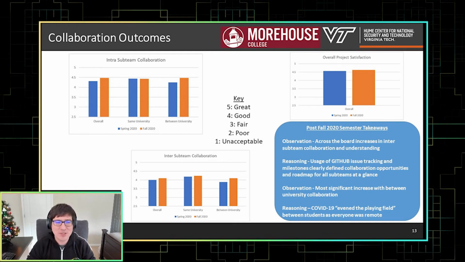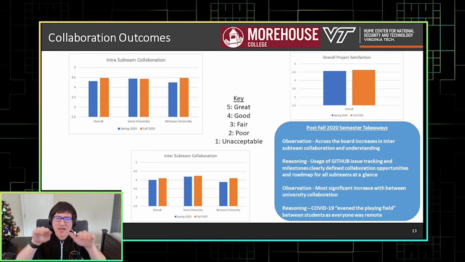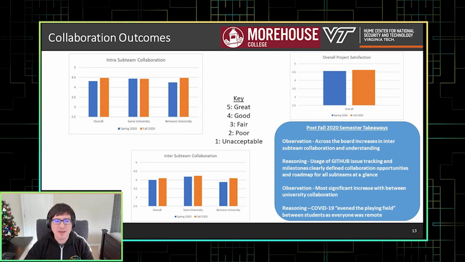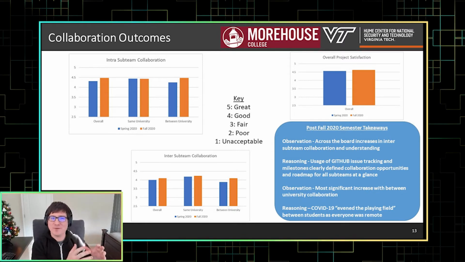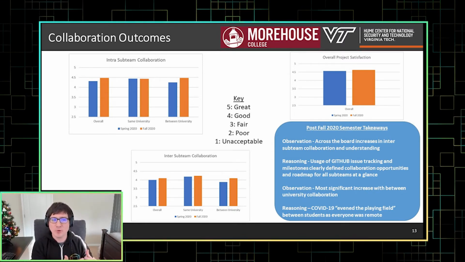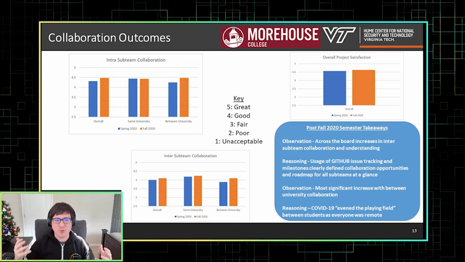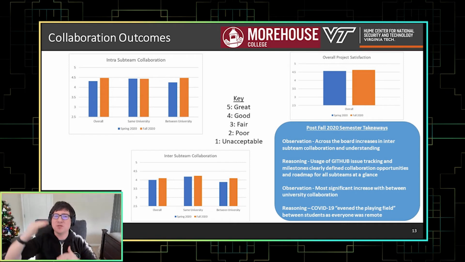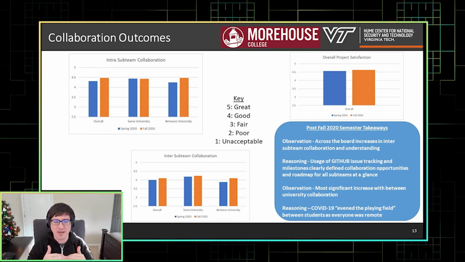What's really interesting is, as you would expect, the same university performance was kind of level. You can see that in the top left plot. That's because the same university went from an in-person experience, where it's a little bit easier to get in a room and whiteboard things out, to not being in the same room. Everybody was virtual. But it did help the between university. It kind of leveled the playing field. And we're going to talk about that in a minute.